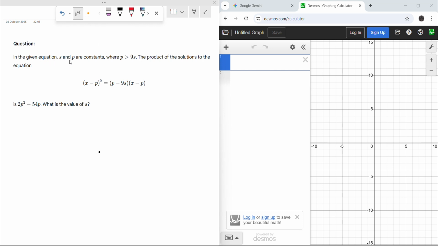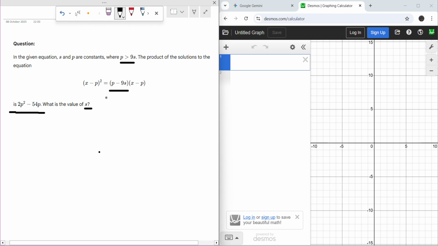Let's read this question. In the given equation, S and P are constant, and P is greater than 9S. This condition is given so that this cannot be 0, right? And the product of the solutions to the equation is this. What is the value of S?